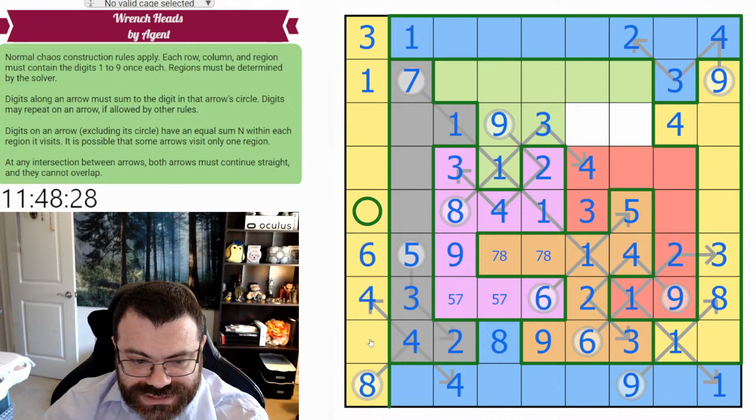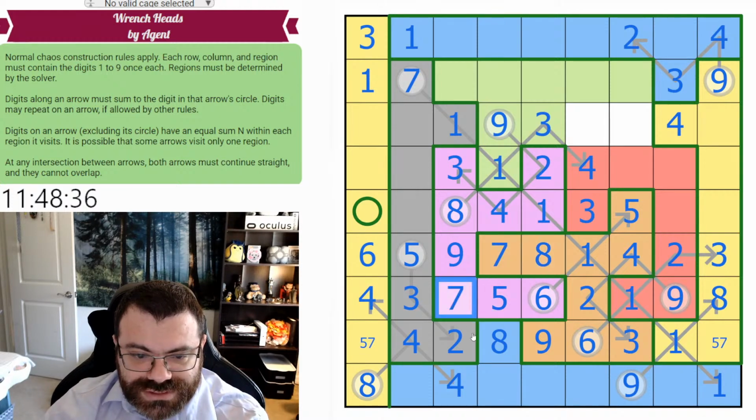We need 5 and 7 in this row. I don't actually see a way to resolve that. Oh, this 8 does see up. So those are resolved.